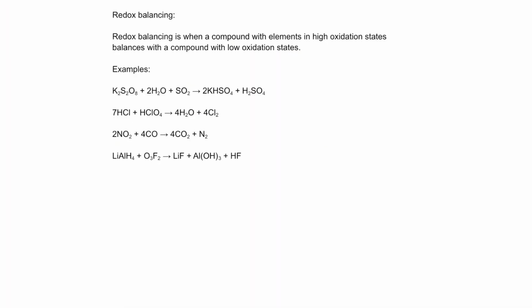A redox balancing reaction is when a compound with elements in high oxidation states reacts with a compound with elements in low oxidation states. You can see that I have some good examples down here. Think, can nitrogen usually oxidize things? No, not unless they're pretty reactive. But in the form of nitric acid, it can, only because it uses oxygen to do so.